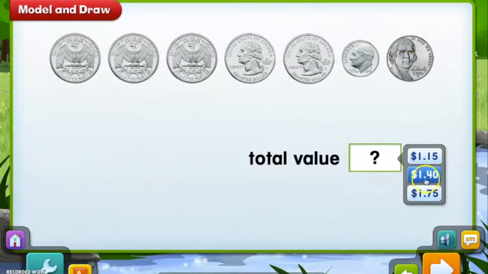And remember, you can kind of think of that decimal place as an "and." So $1.40. Just remember that the cents always go on the right side of the decimal place, and the dollars always go on the left side of the decimal place. And don't forget to put that dollar sign in front too.